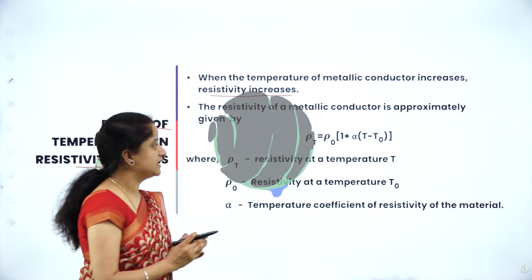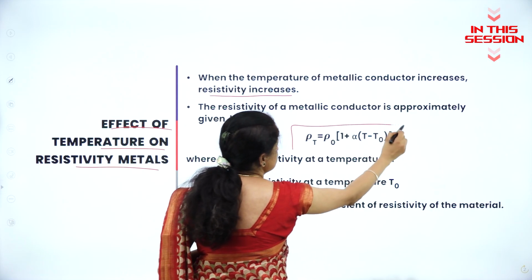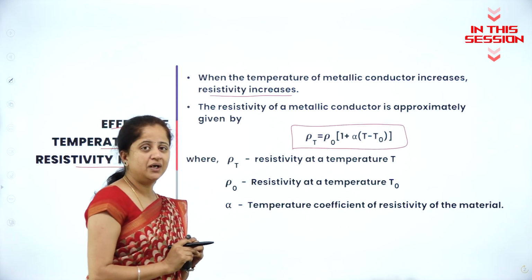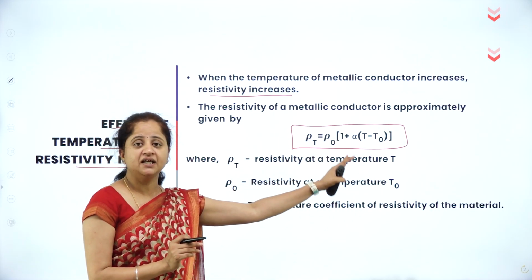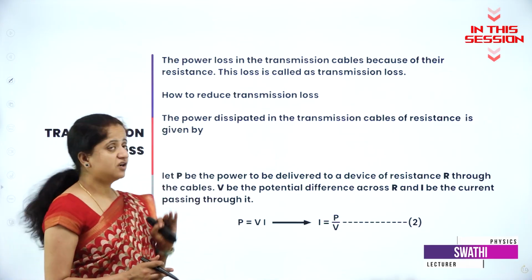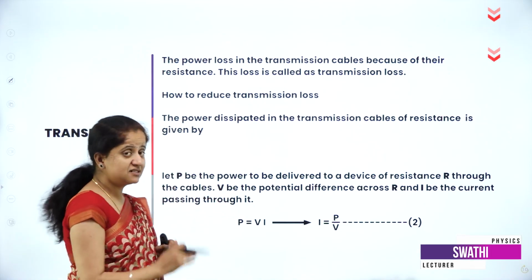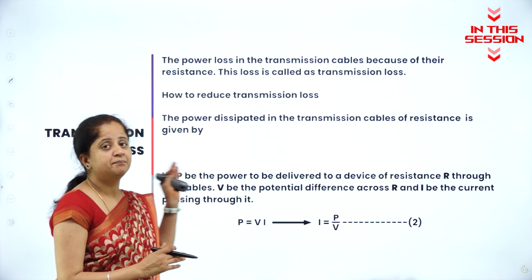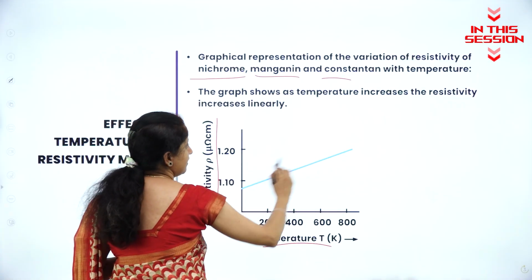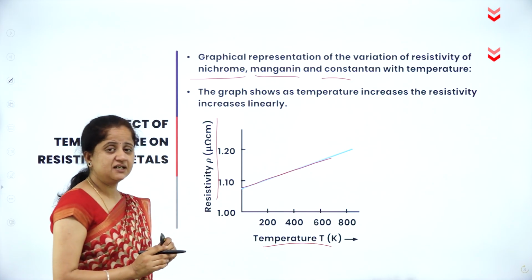The resistivity of a metallic conductor is approximately given by rho T is equal to rho naught into 1 plus alpha of T minus T naught. So transmission loss is nothing but the power loss in the transmission cables because of their resistance, and this loss in the cables is called as transmission loss. This graph shows the temperature increases with increase in resistivity.